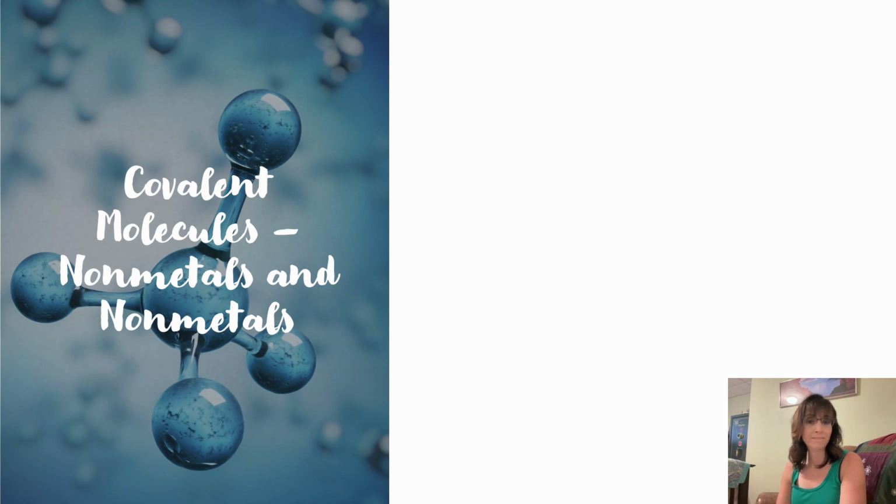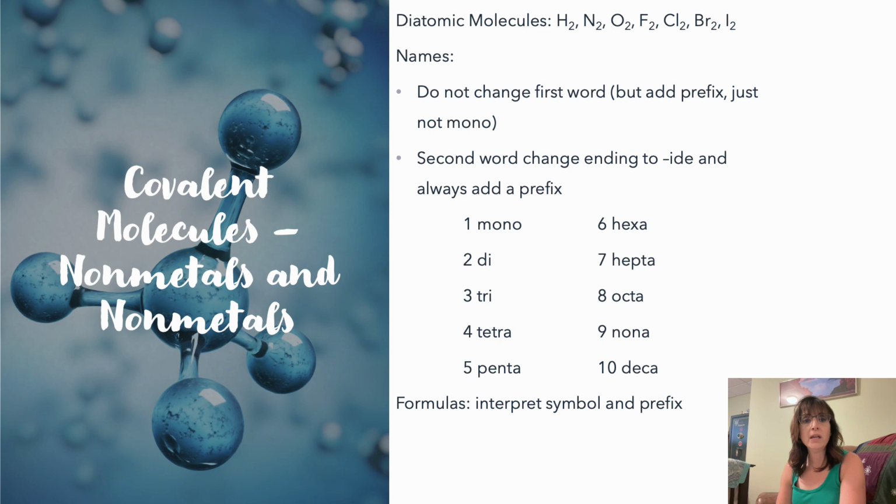In my opinion, covalent molecules are so much easier to write, both names and formulas. A covalent molecule is when you have a nonmetal with a nonmetal. Please remember, hydrogen is a nonmetal. There are diatomic molecules, and you need to memorize these: H2, N2, O2, F2, Cl2, Br2, and I2. And if you look at nitrogen, oxygen, fluorine, chlorine, bromine, iodine, it forms a little bit of a corner on the periodic table. So if you can memorize where the location is, it helps to remember those.